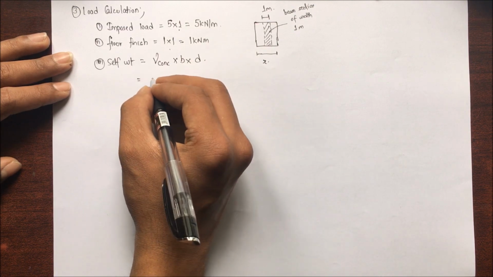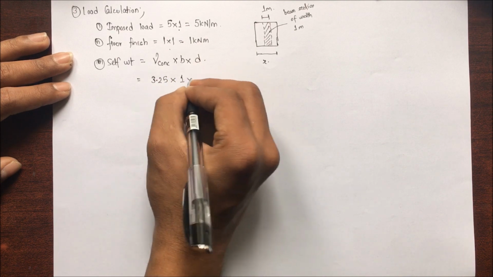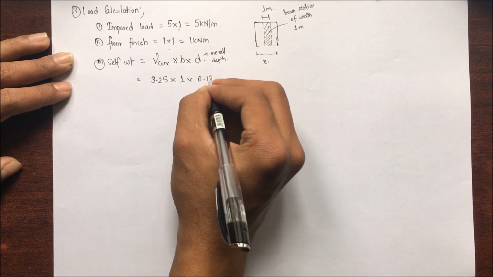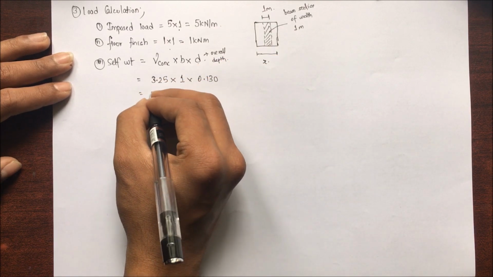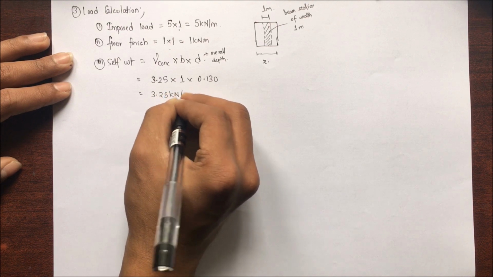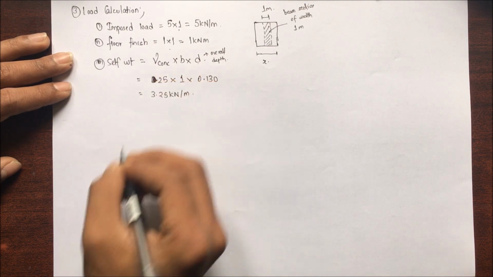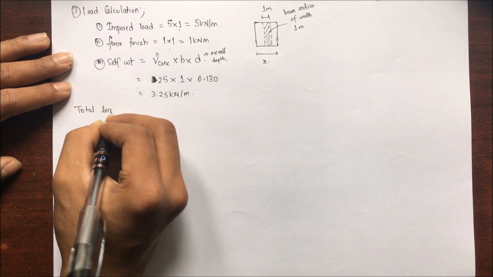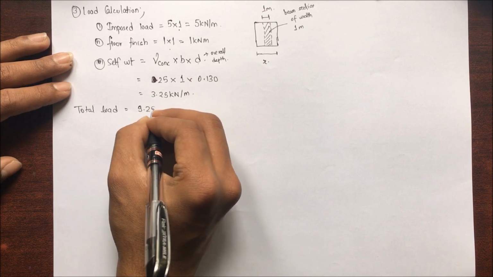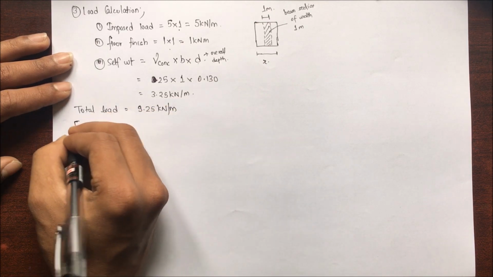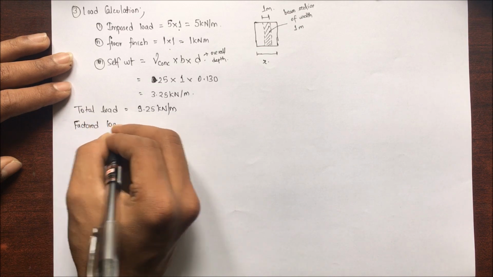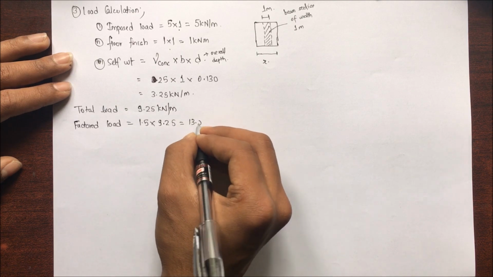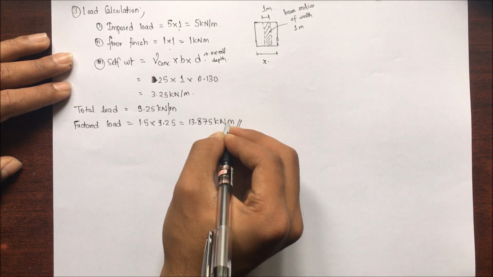So this is taken as 25 into 1 into 0.130. So this comes as 3.25 kilonewton per meter. Sorry, that is 25. Total load is 9.25 kilonewton per meter. Factored load, just taking a partial factor of safety as 1.5, so this comes as 13.875 kilonewton per meter.